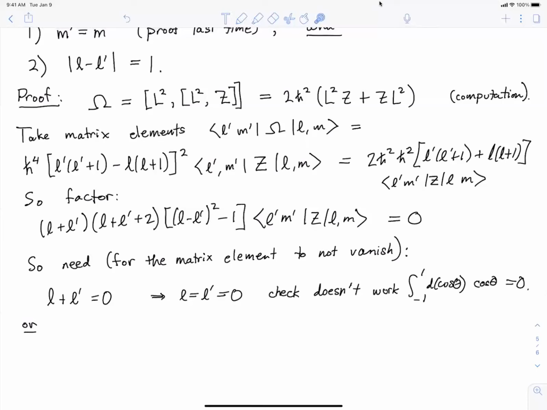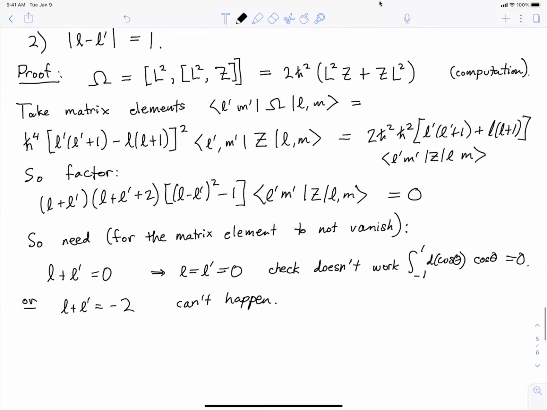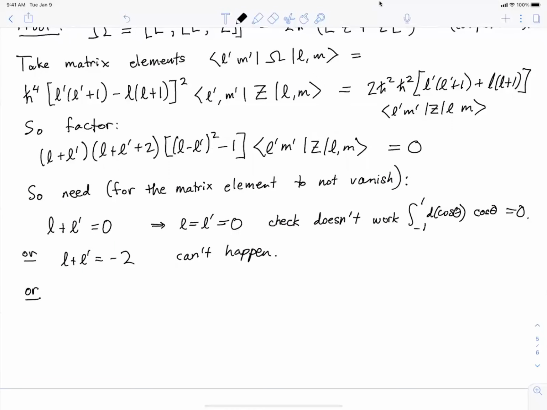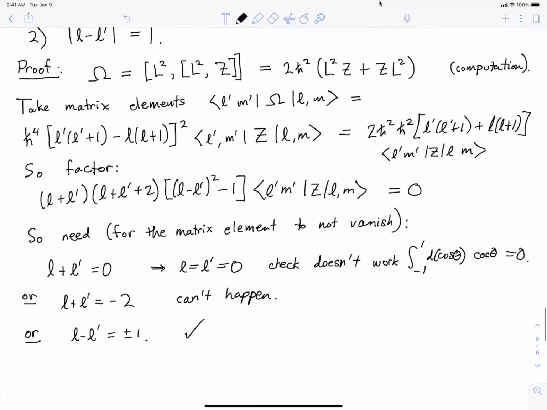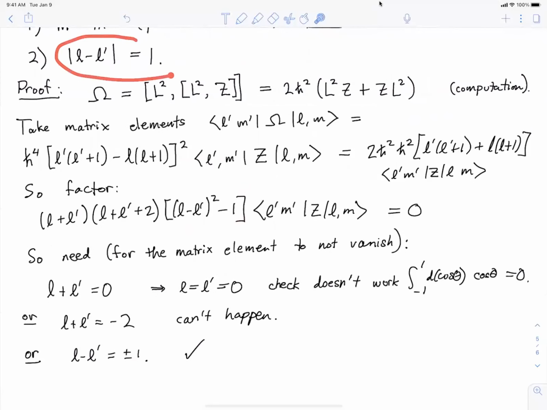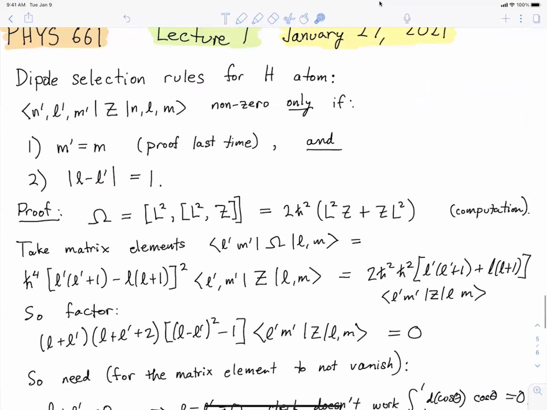The second possibility is that this factor is 0. So that would mean L plus L prime is minus 2, but that certainly cannot happen because L and L prime are non-negative. Okay, so we can rule that out. And then the only possibility left is that L minus L prime is equal to plus or minus 1 from this factor vanishing. Okay, and so that's the only way this can happen. And in fact, that was what we claimed. If you go back up here, that was this statement. Okay, so that's our dipole selection rules.